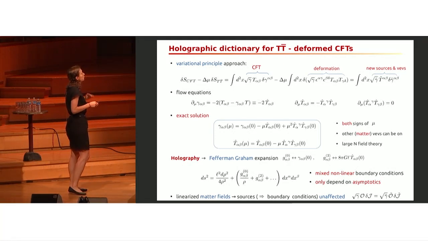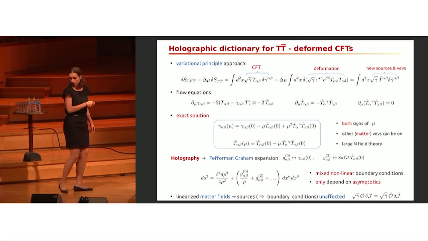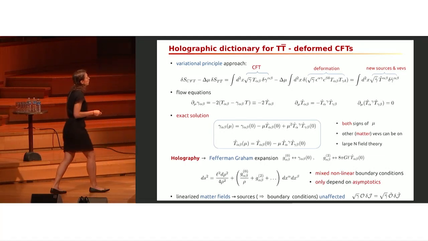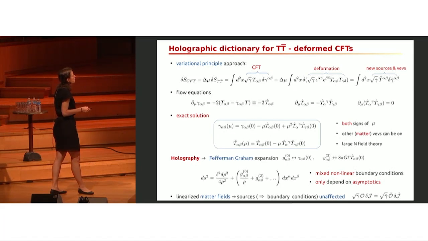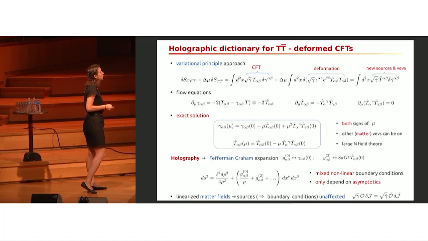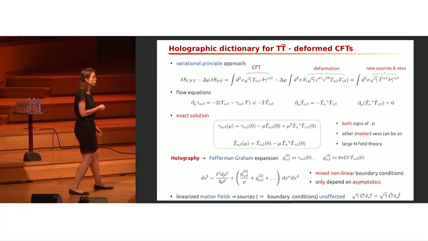If I want to do holography, I need to extend this into the bulk using the Fefferman-Graham expansion, which looks like this. Remember, gamma and T hat were the boundary metric and the stress tensor in the undeformed CFT. So I have to identify this with g0, and it turns out the new T hat is nothing but this coefficient in the Fefferman-Graham expansion. Generally we get some ugly mixed nonlinear boundary condition by doing this replacement, but that only depends on the asymptotics. If we want to add matter fields, we can add them to the variation equation, and their boundary conditions are unchanged.